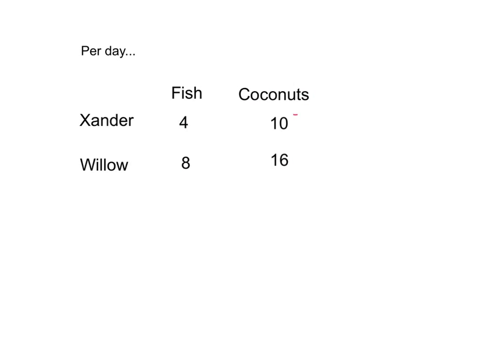So Xander's going to specialize in coconuts and Willow in fish, because that's where they have their comparative advantage. So assuming they do that, and they trade at somewhere between 2 and 2.5 coconuts per fish, they're not going to trade at either of those extremes because they could do just as well on their own, but somewhere in between they'll do that trade. So 1 fish for every 2.25 coconuts.